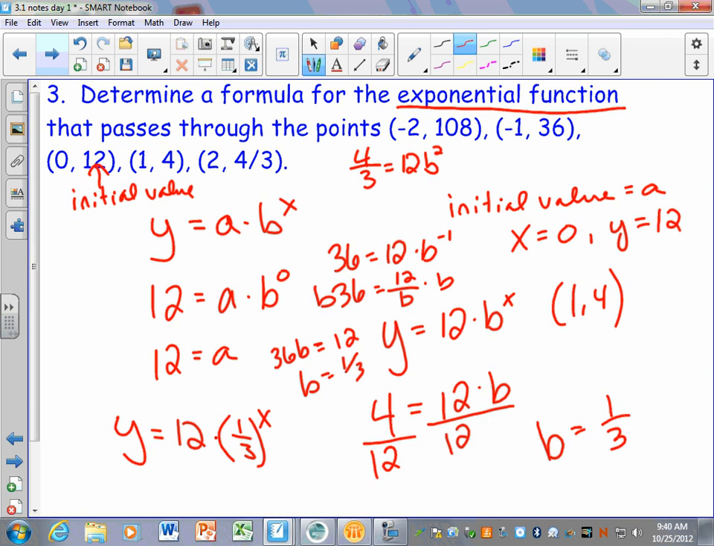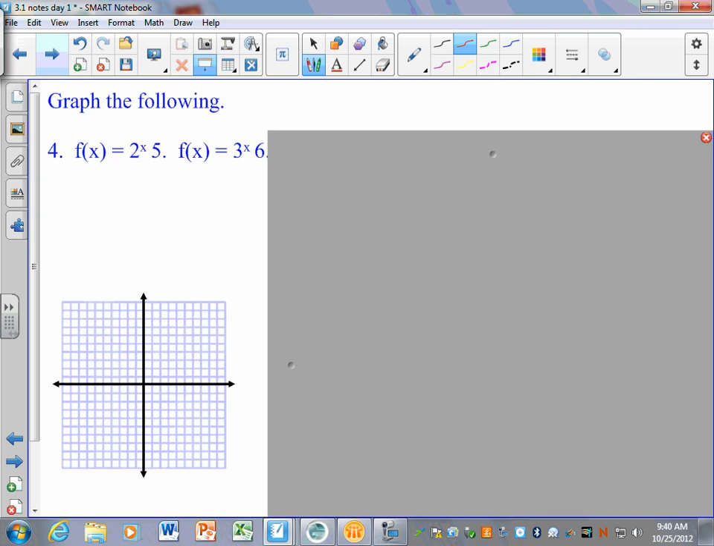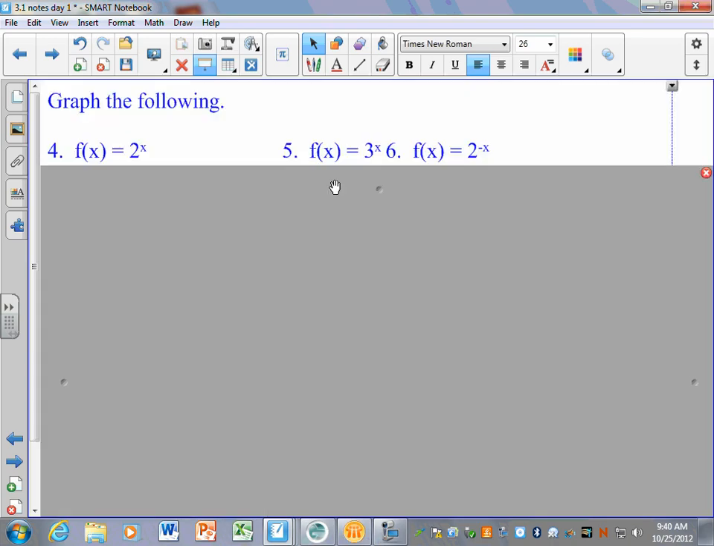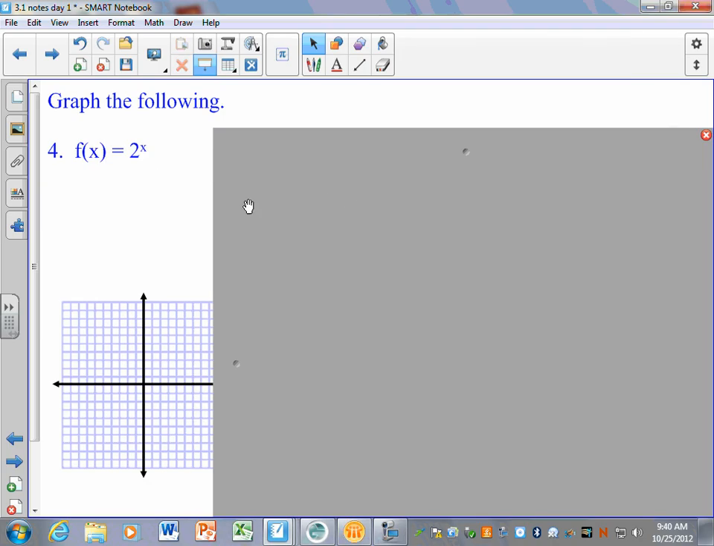Okay. The other big thing I want to look at today is graphing these. And again, this isn't so bad to graph. Logarithms, a little more work to graph. But I think as we go through this, you're going to realize, oh yeah, I remember this. It wasn't so bad. We're only doing exponential today. Logarithms aren't for a little while longer.